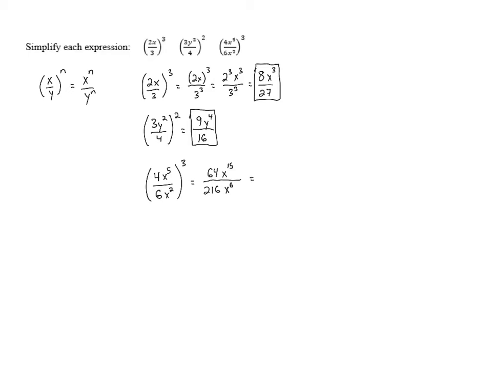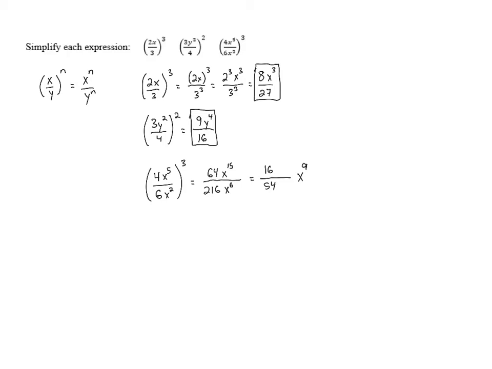Now, let's see. If we look at the coefficients, 64 and 216, I think those are both divisible by 8, but I'm not sure. They're definitely divisible by 4. Let's reduce by 4. If we do that on the top, 64 divided by 4 is 16. 216 divided by 4 is 54. And then if we look at those x's, x to the 15th over x to the 6th, we know that we subtract those exponents, and that gives us out front x to the 9th. 15 minus 6 is 9.